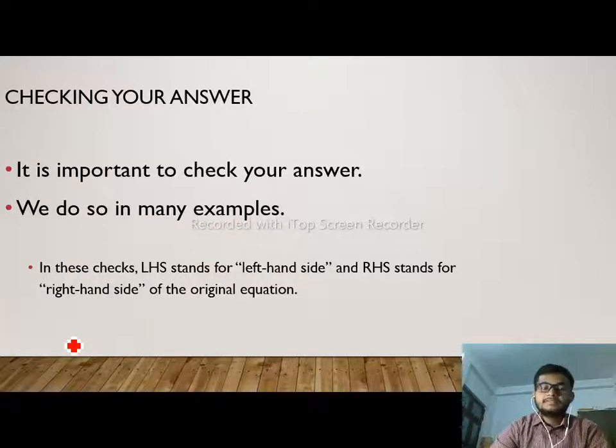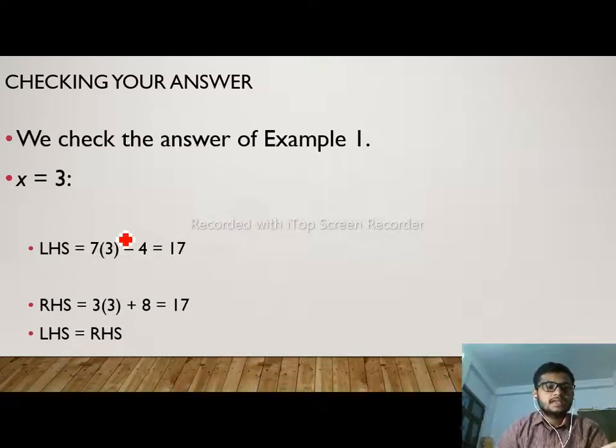It is very important to check your answer, students. Understand it very clearly. So how do you check an answer? We check an answer by equating the LHS and RHS of the equation. So we get x as 3 as the answer.